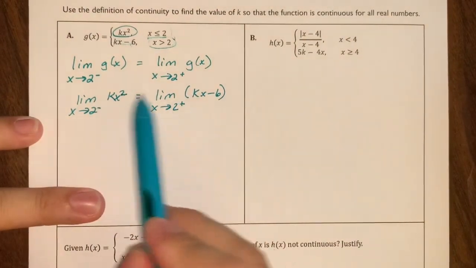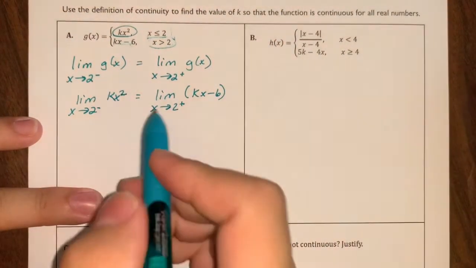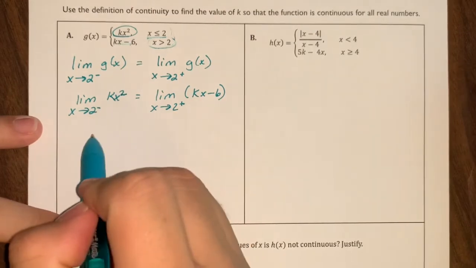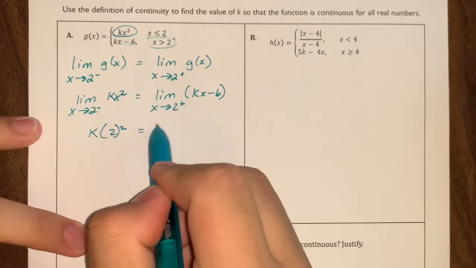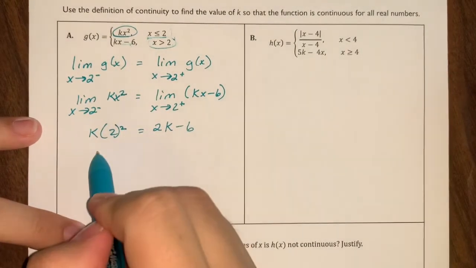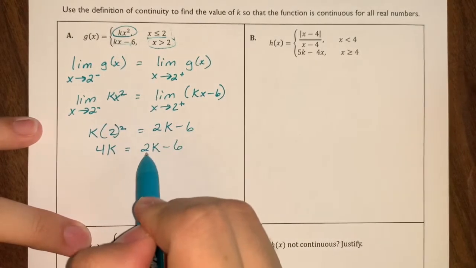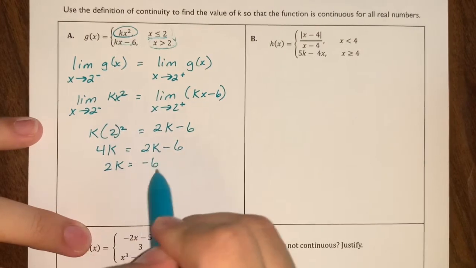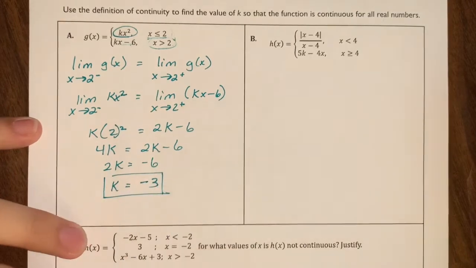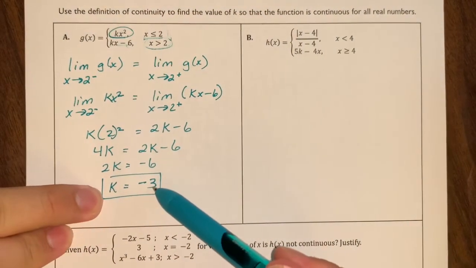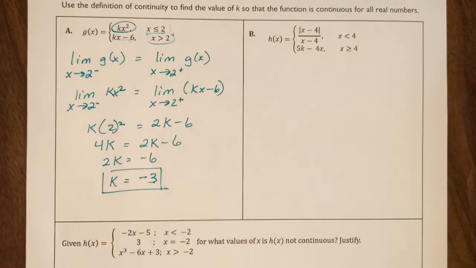So here's the thing. If both of these sides have to be the same, when I plug in 2 into this and 2 into this, we've got to figure out what value of k will let that happen. So when I plug in 2 into that, I should get k times 2 squared is equal to 2k minus 6. So this is essentially 4k is equal to 2k minus 6. I subtract 2k from both sides, and I get that k should be equal to negative 3. All right. So if I put in a value of k of negative 3 into this, then if I were to plug in 2 into both of those, they would both be in the exact same place.